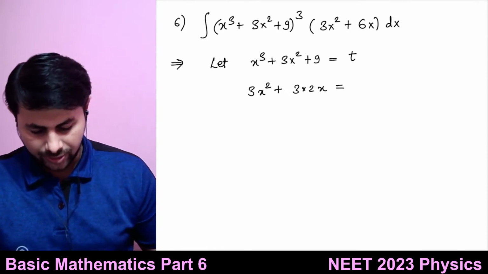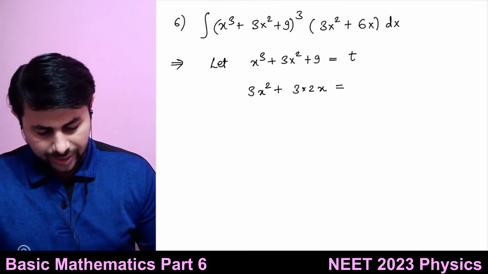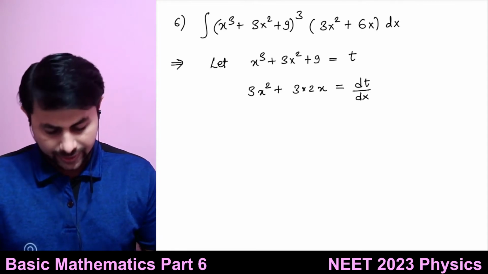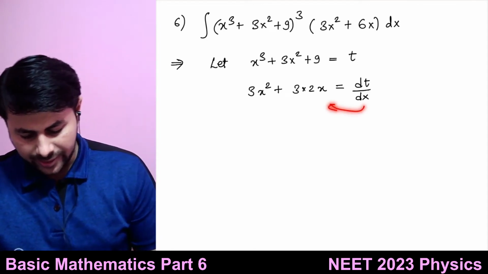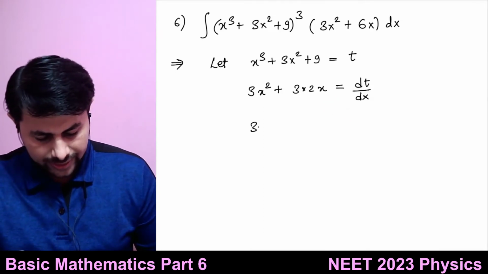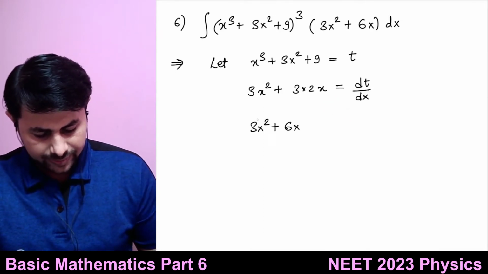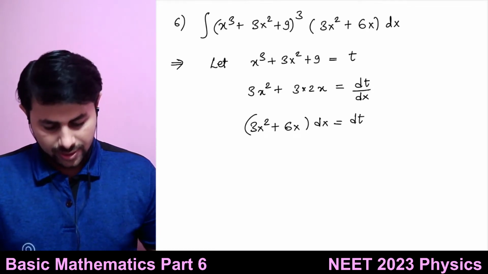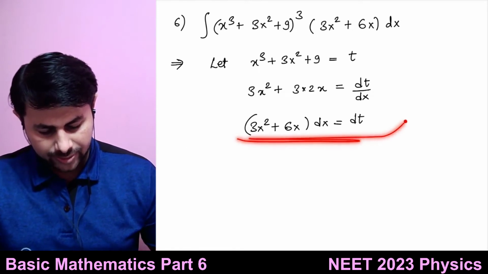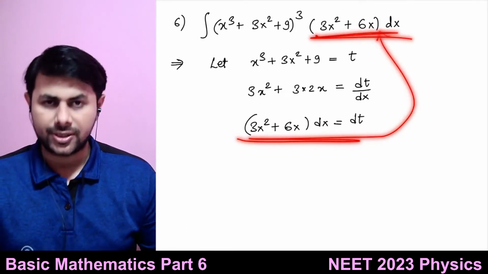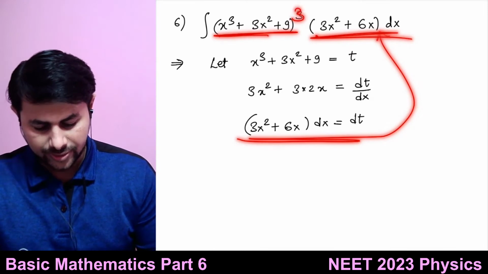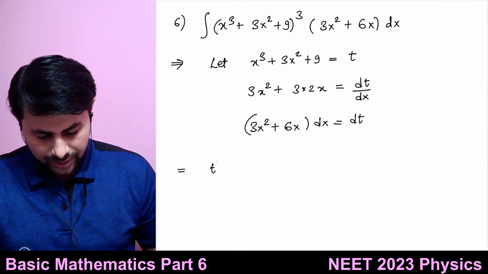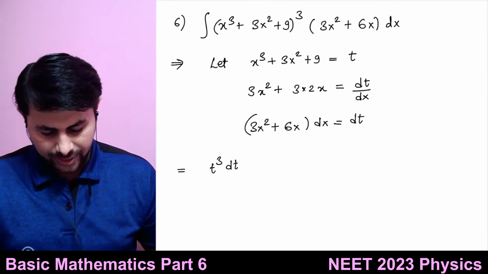Okay, derivative of 9 is 0 because it's a constant, and derivative of t with respect to x is dt by dx, and then I will take dx on the left side. So it is (3x square plus 6x) dx equals to dt. Okay, and I will substitute that here. So this term becomes dt. This is my t raised to 3. So it is t raised to 3 dt.